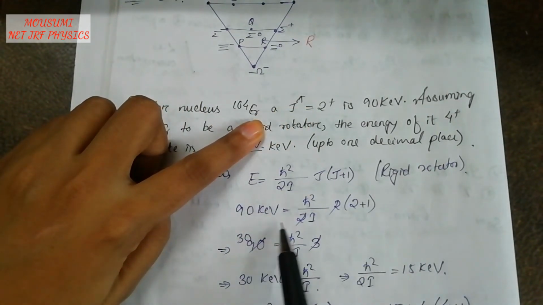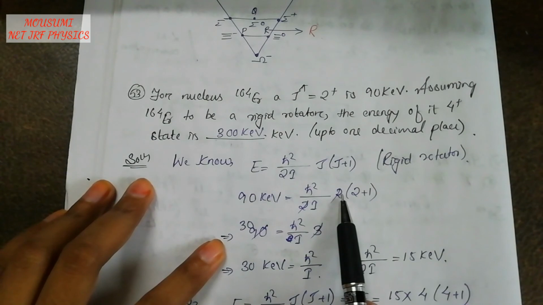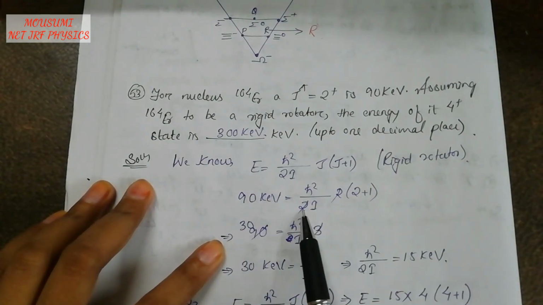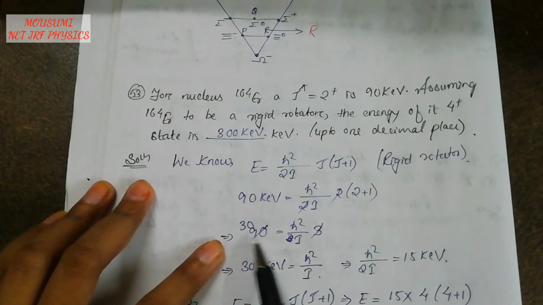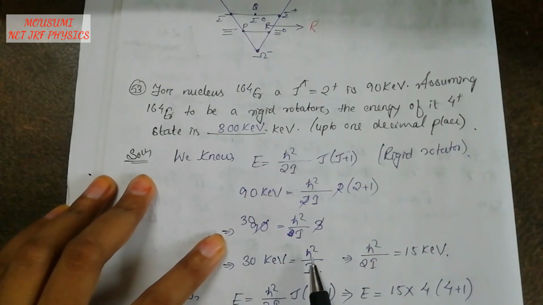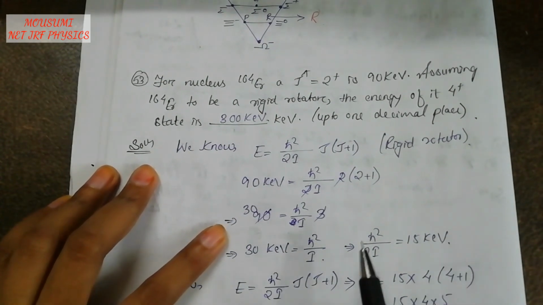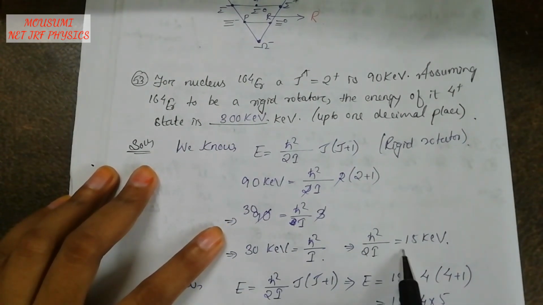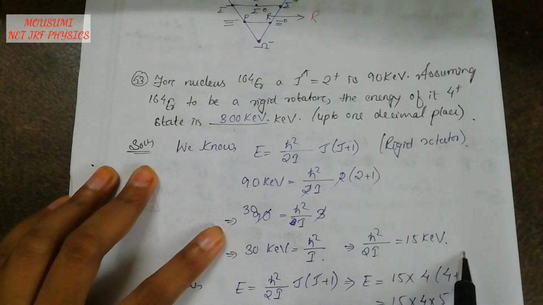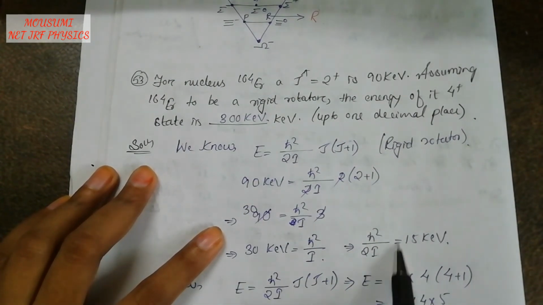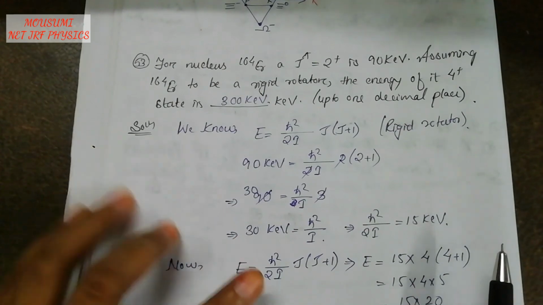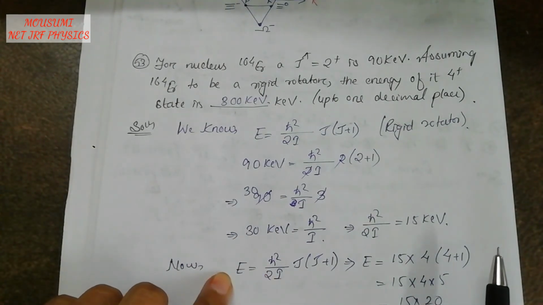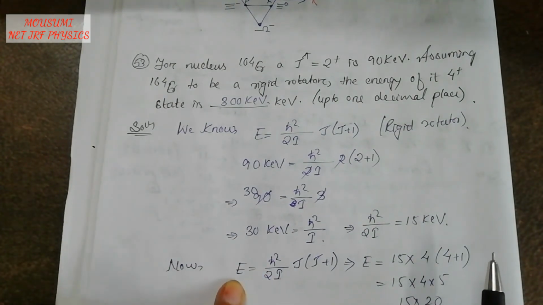Energy is 90 kilo electron volt. So if you see here, this 2 and this 2 will get cancelled, and it's 3 here, so it will be how much? 30 kilo electron volt is equal to h cut square by I. But we will find the value of h cut square by 2I. That will be equal to what? 15 kilo electron volts. And we will substitute this value of h cut square by 2I in this equation to get the energy for the 4 positive state.